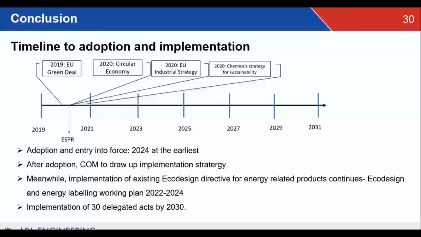So this is a timeline to adoption and implementation. We are now in the proposal stage, and we can expect the adoption and entry into force in 2024. After the adoption, the Commission will draw up the implementation strategy. Meanwhile, we also have to be aware that the existing eco-design directive for energy-related products continues. That is the eco-design and energy labeling working plan 2022 to 2024. And the EC has also said that there will be an implementation of 30 delegated acts by 2030.